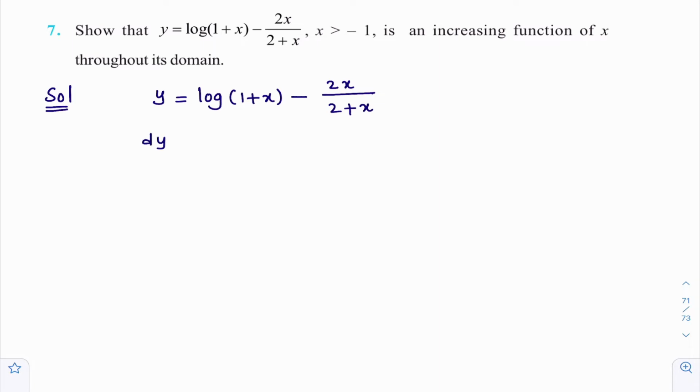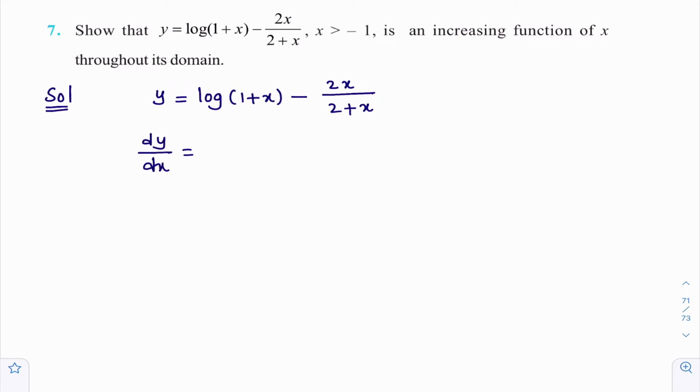d by dx of y is dy by dx. Now you differentiate the right hand side part. That is nothing but the derivative of this expression minus the derivative of this expression. Derivative of logarithm of 1 plus x: you use the chain rule. You imagine this 1 plus x as x. Then it looks like log x. The derivative of log x is 1 by x.